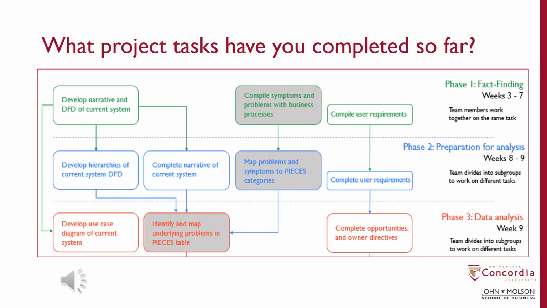Before you move on to phase 4 pieces analysis tasks, you need to complete the pieces analysis table in phase 3. In other words, there are 3 things you have to do. 1, identify the user requirements, owner's directives, and opportunities for improvements, and incorporate them into the initial problems list. 2, identify the underlying problems. And 3, map the underlying problems to the initial problems.